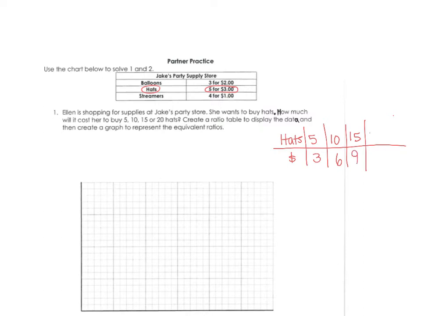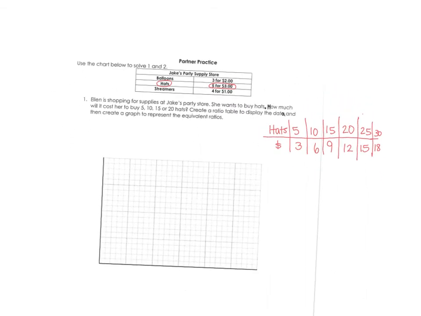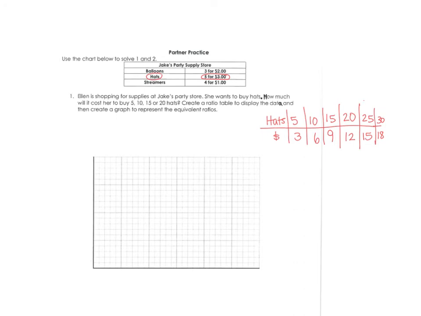5 more hats will give us 20, which are going to cost $3 more, $12. Finally, if I continue to keep going, I would get 25 hats, $15, 30 hats, $18. You get the idea. So there would be my ratio table. Now I need to create a graph. So my graph needs to have a title. Okay, so we might say something like the cost of hats.